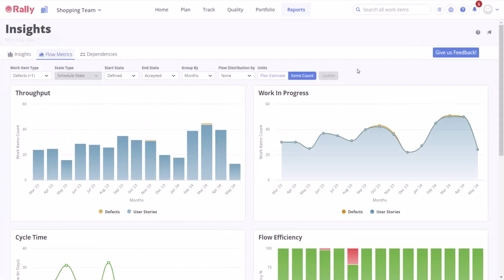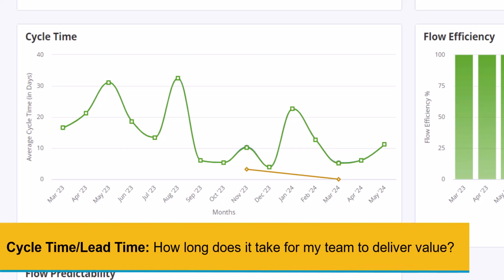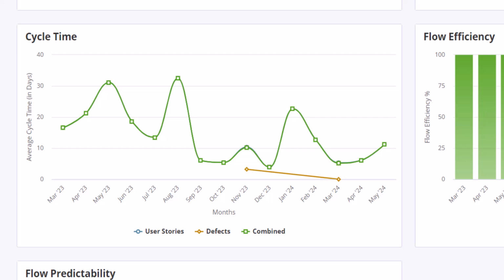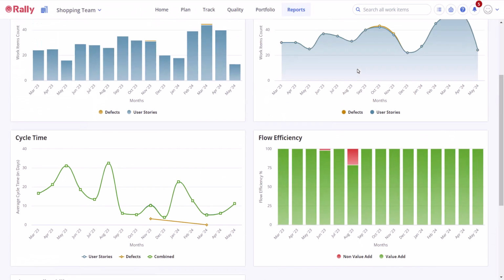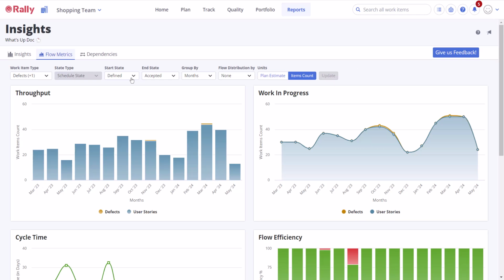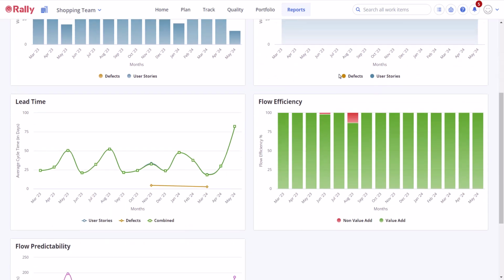The Cycle Time and Lead Time chart answers the question, how long does it take for my team to deliver value? This chart tracks how long it takes, on average, for work items to flow from the start state to the end state. It shows the cycle time of work items that were assigned the selected end state in a given time box. If your start state and end state are set to the first and last states in your project, this chart will track lead time instead. By analyzing trends over time, the cycle time metrics can tell you if your acceleration investments are actually improving your time to value.